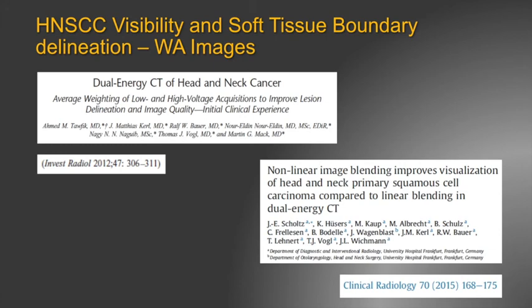Now, the discussion has largely been on application of VMIs for improving tumor visibility and soft tissue boundary delineation, but as alluded to earlier, changing the blending of weighted average images from those source scanners is also a strategy that has been shown to enable improving tumor visibility.